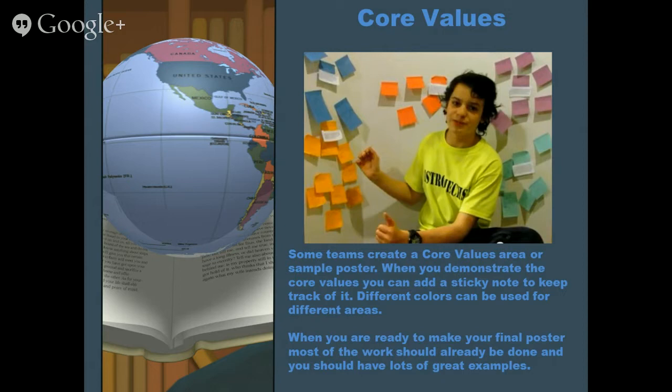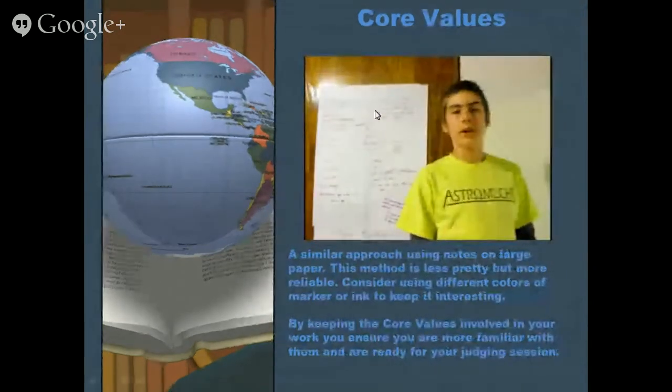There are a lot of different examples you can do of this. You can see they use the color-coded sticky notes. Here's another example. This is just a large sheet of paper that's hung up in the classroom, and they write down different examples of things they have done that incorporate the core values. It's a little bit less pretty. You might be able to use markers or some kind of colored ink to color code it, which again helps memorization. But this is a little bit sturdier. You don't have to worry about losing sticky notes. So you can use either approach, whatever works best for you.